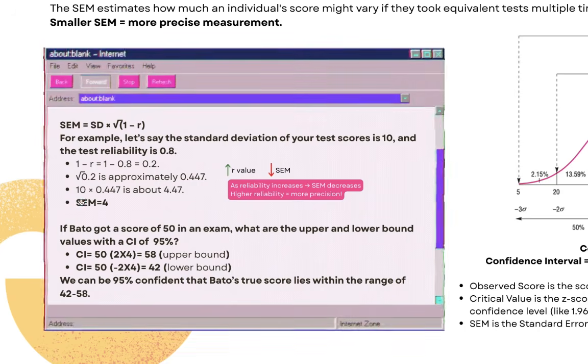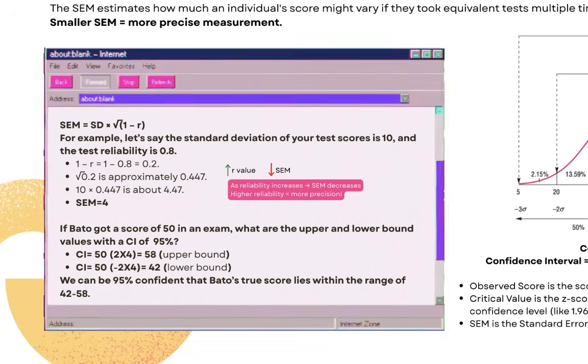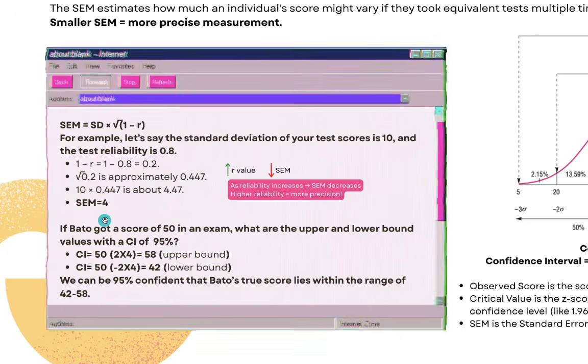Now, Miss, what are we going to do with that number? So if we have an SEM of 4, this means that any given test score is likely to vary by about 4 points from the true score. Okay, the true score or the true reading ability score of Bato. Again, we've established that in every measurement, there will be error. So that variation accounts for that error.